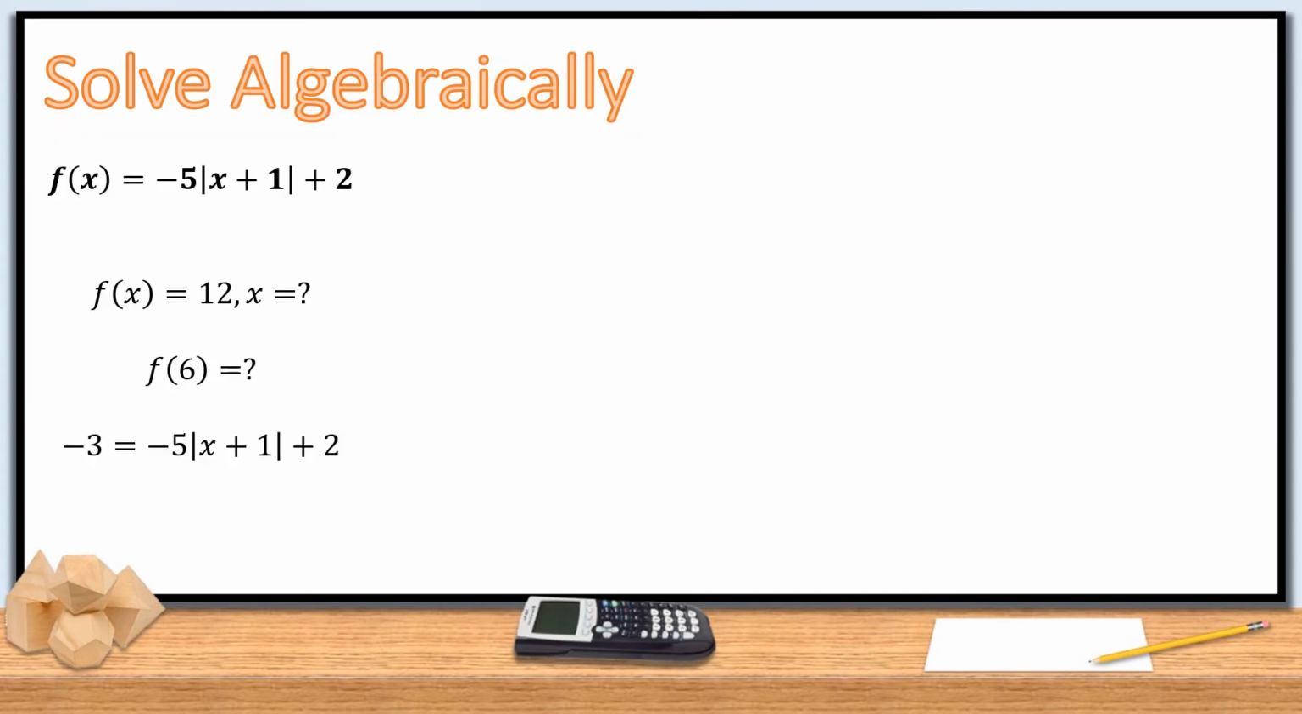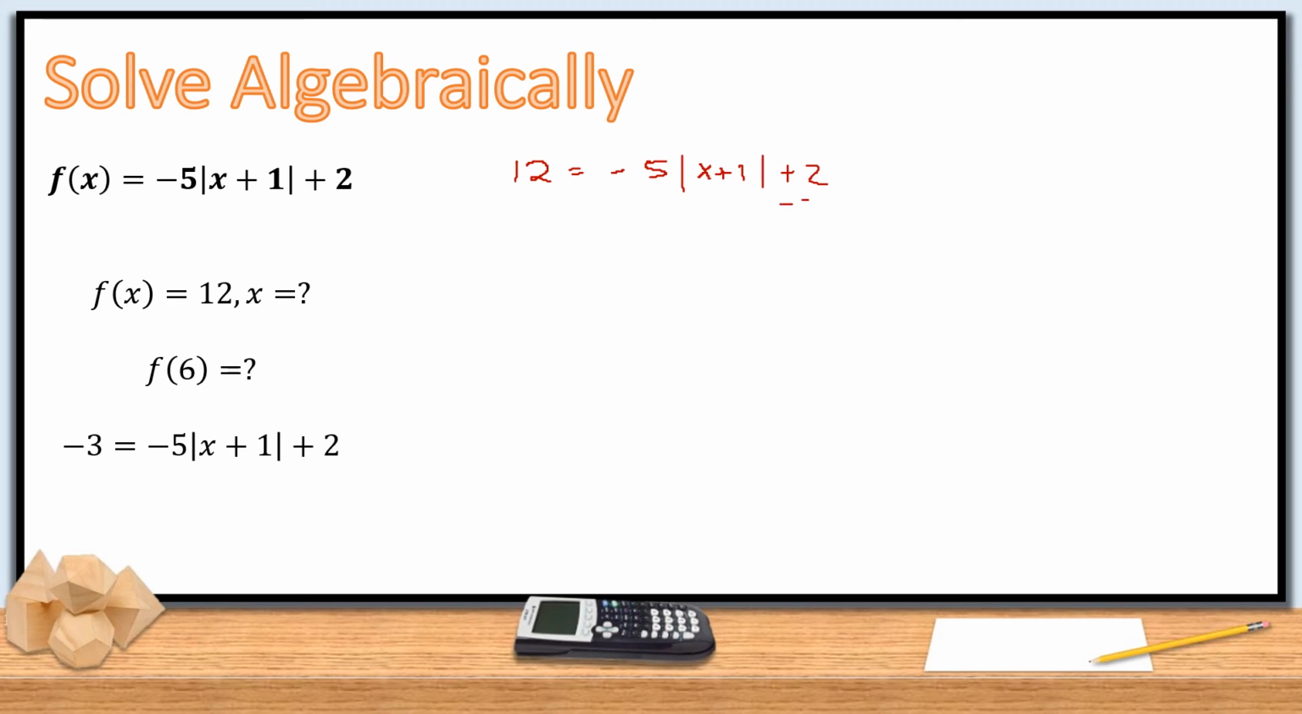Okay. So the next one then is solving algebraically. If we want to solve it algebraically, we're going to figure out what we're being asked for and then go with that. So the first one is going to be f of x equals 12. So when is the y value 12? So the answer is going to be 12. So over here I would say 12 equals minus 5 absolute value of x plus 1 plus 2.